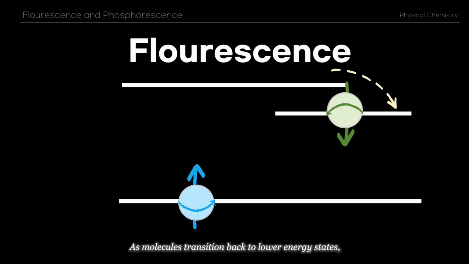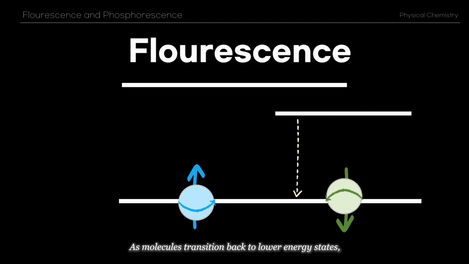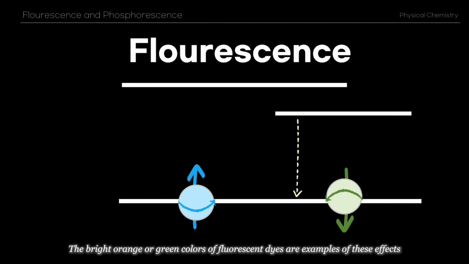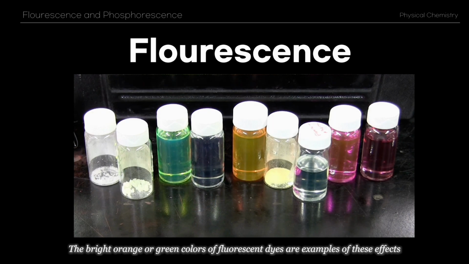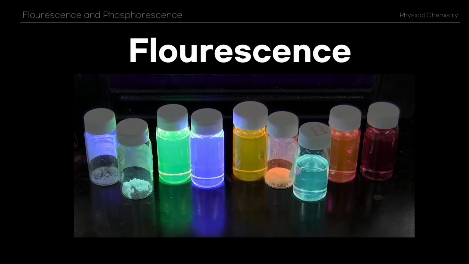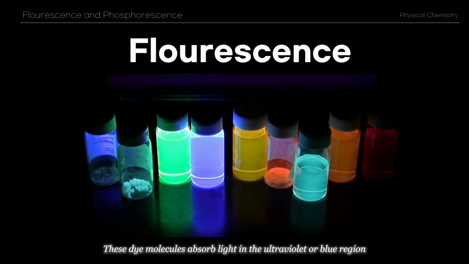As molecules transition back to lower energy states, they undergo a downward electronic transition, following the Franck-Condon principle. The resulting fluorescence spectrum displays the vibrational structure of the lower electronic state. The bright orange or green colors of fluorescent dyes are examples of these effects that can be seen in everyday life. These dye molecules absorb light in the ultraviolet or blue region and then emit fluorescence in the visible region.